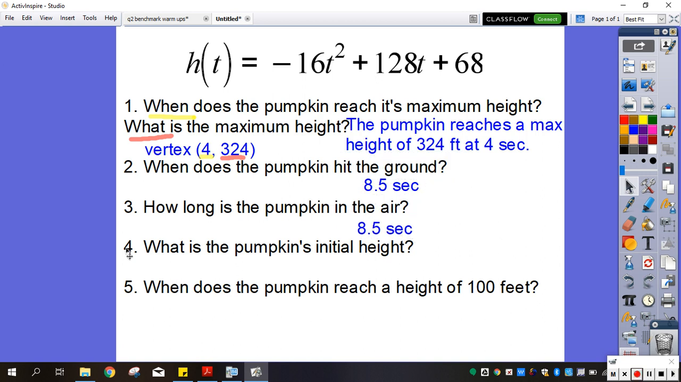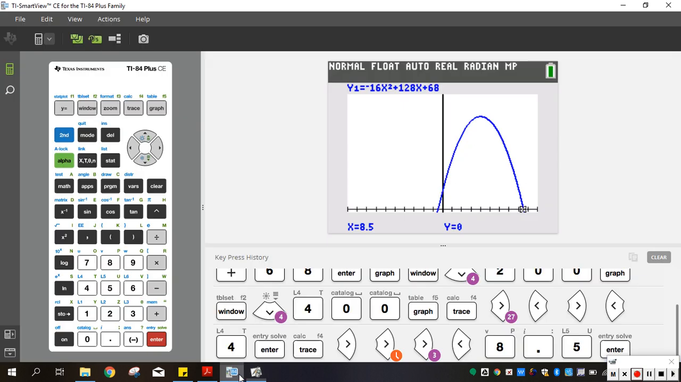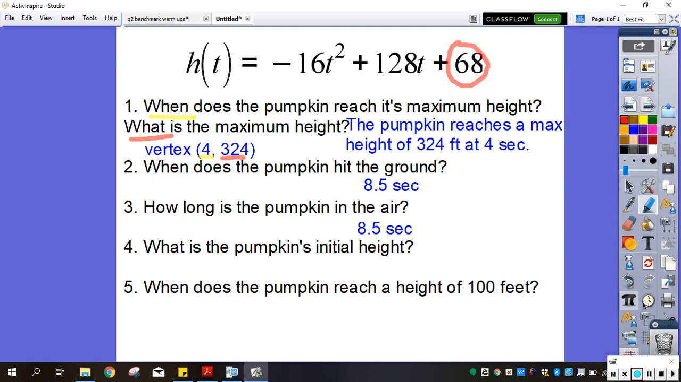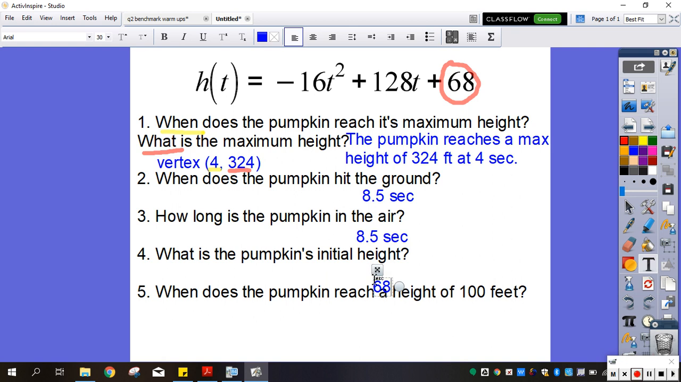There we go. Now, what is the pumpkin's initial height? Well, I kind of gave it to you in the setup, but if you recall what goes where in the formula, this 68, that's your initial height. The other way you can tell is by looking at your graph and going to the y-intercept. If I move all the way over here, I can see my y-intercept is at 68. You could have also pressed 0 for your x-coordinate and taken your cursor straight there as well. Either way, my initial height was 68 feet.